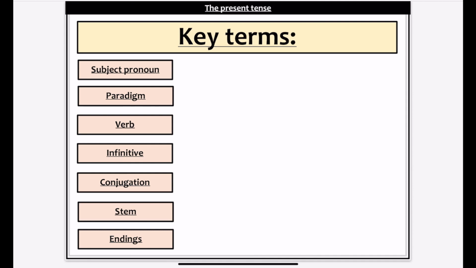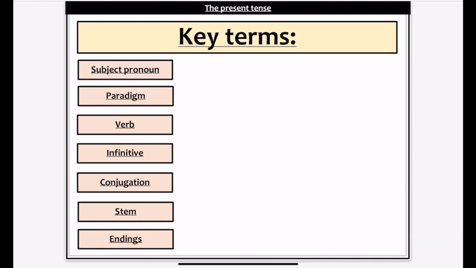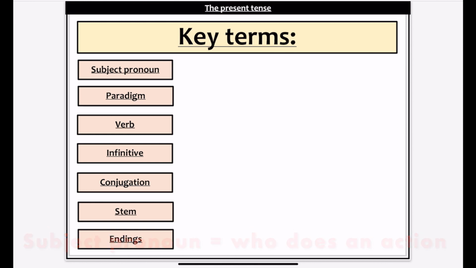So let's start with subject pronouns. Pronouns in the most basic form replace a noun. So instead of saying the boys, I can say they. Instead of saying the girl, I can say she. And subject pronouns show us who is doing an action. They take the likes of I, you, he, she, it, we, you plural, and they.